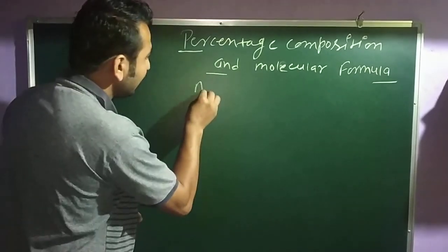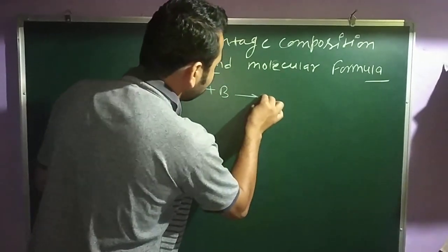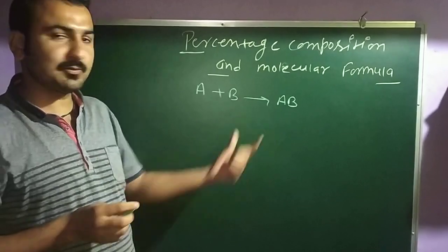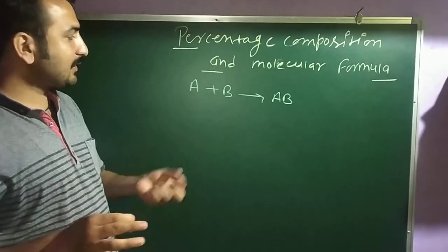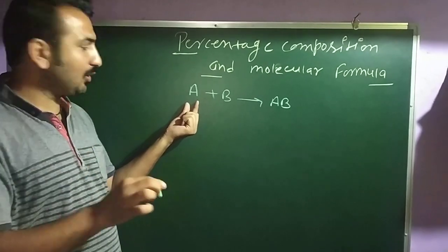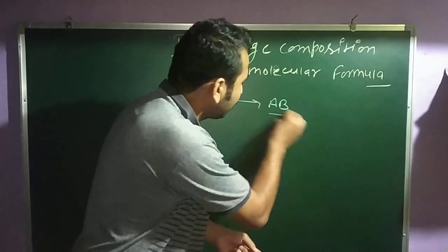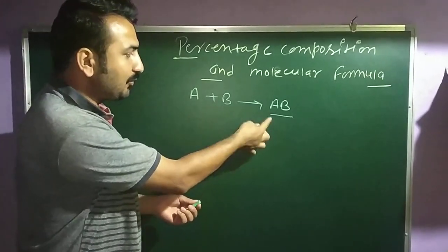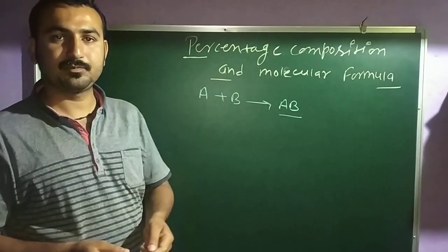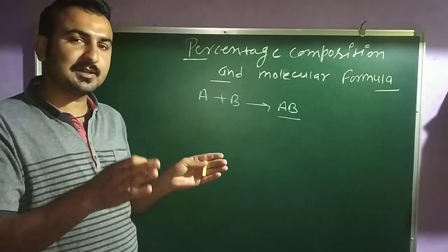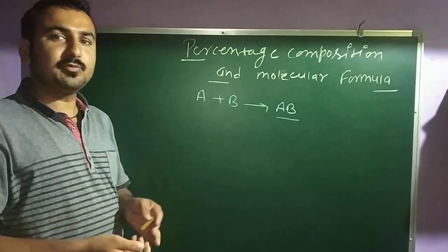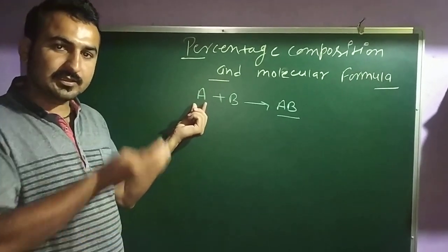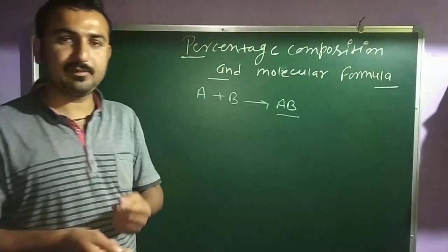Suppose you have A plus B giving AB. Clear? You have a reaction A plus B giving AB. You want to know the percentage, or you can say the contribution, of A and B in the formation of AB. यानी कि इस A ने और इस B ने कितना contribute किया to formation of AB. And we know that in our first chapter we discussed the mass, the molar mass. So we can say how much percentage of A's mass contributes to the formation of AB.